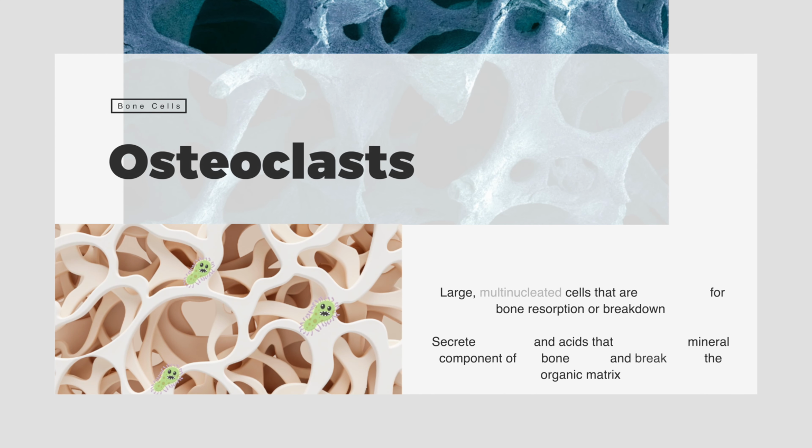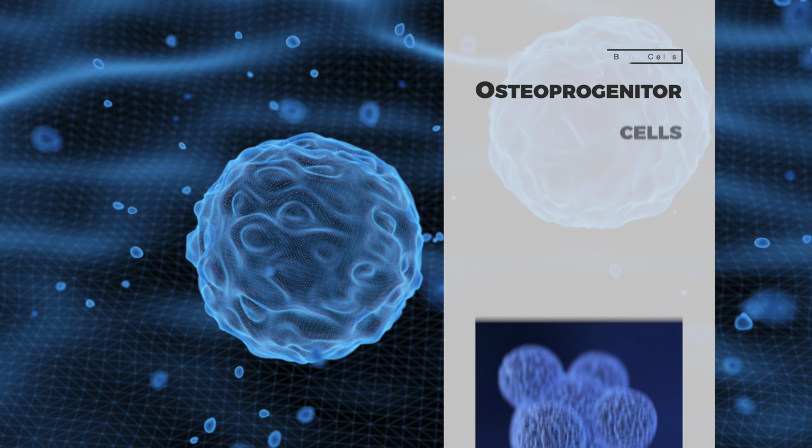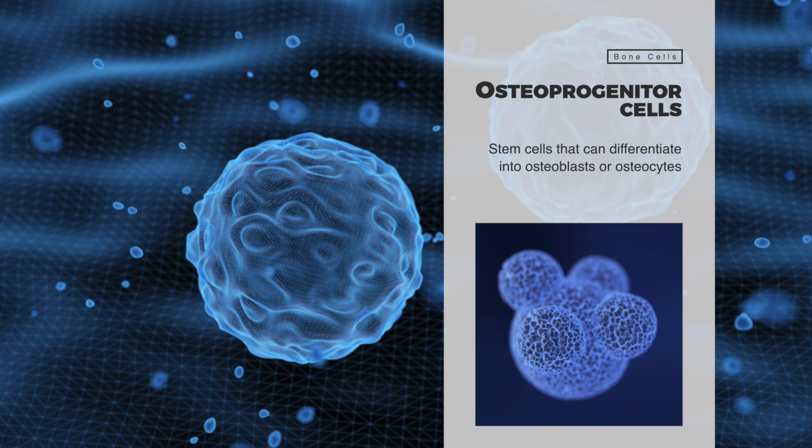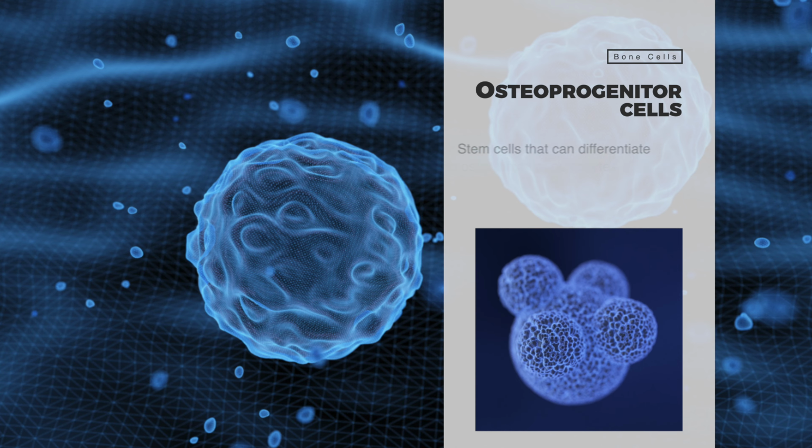Osteoclasts. These are large, multinucleated cells that are responsible for bone resorption or breakdown. Osteoclasts secrete enzymes and acids that dissolve the mineral component of the bone tissue and break down the organic matrix. Osteoprogenitor cells. These are stem cells that can differentiate into osteoblasts or osteocytes. They are located in the inner layer of the periosteum, the endosteum, and within the canals of compact bone.